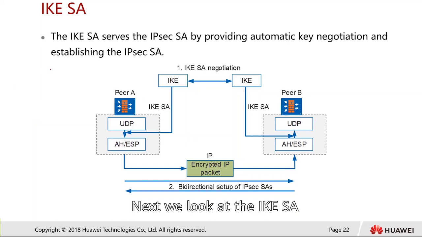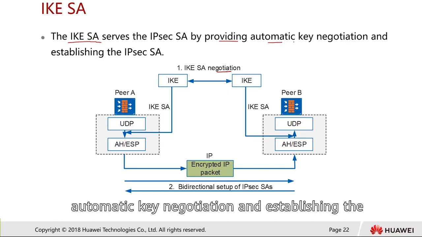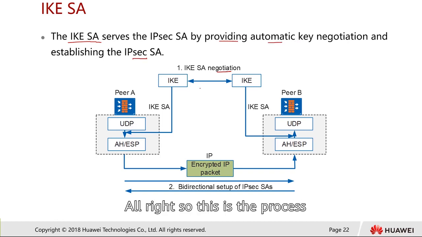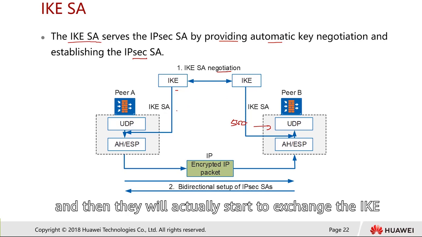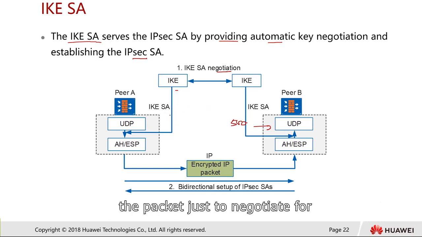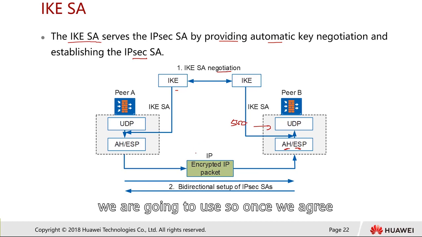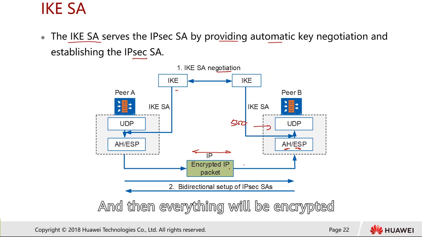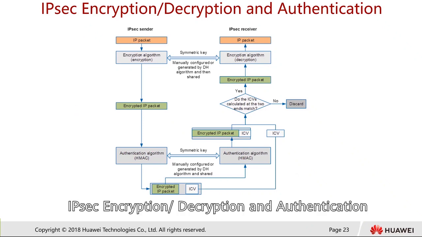All right, so next we look at the IKE SA. Earlier we spoke about IKE performing the function of negotiation. So IKE SA serves the IPsec SA by providing automatic key negotiation and establishing the IPsec. This is the process. IKE will connect to UDP port 500, and then they will start exchanging IKE packets just to negotiate what kind of AH we're going to use, what kind of ESP mechanism we're going to use. Once we agree, they will start sending the packets, and everything will be encrypted. So this is the IPsec encryption, decryption and authentication, the whole process.